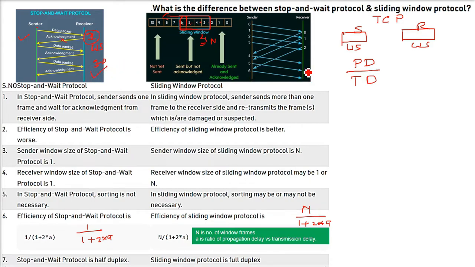Stop and wait protocol is half duplex. As I said, it is used for noiseless channels, and mainly it is a data link layer protocol for flow control. The sliding window protocol is full duplex, that is, both parties are sending at the same time.